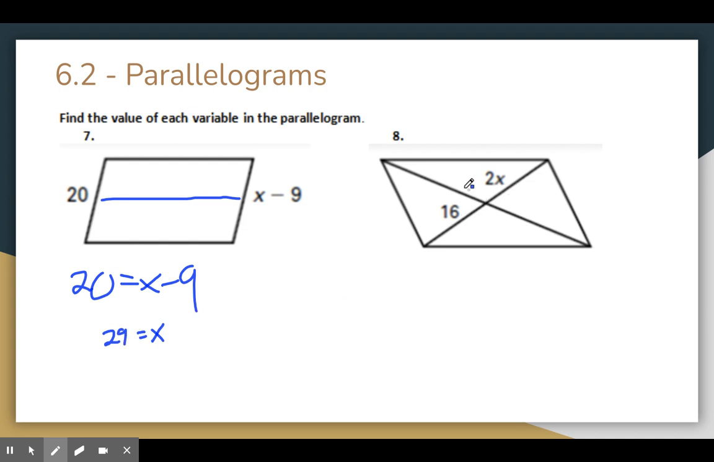Here in a parallelogram, the diagonals bisect each other. So this line is congruent to that line. And then we see that this line is congruent to this line. So that means these two are congruent or equal. So we set that up as 2x equals 16. Divide both sides by 2 and get x is equal to 8.